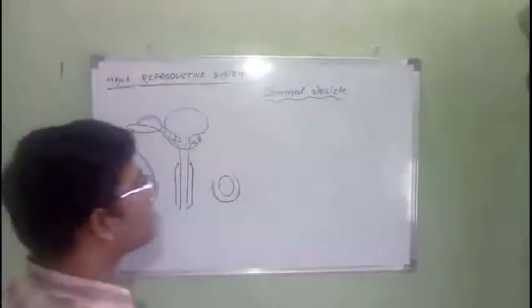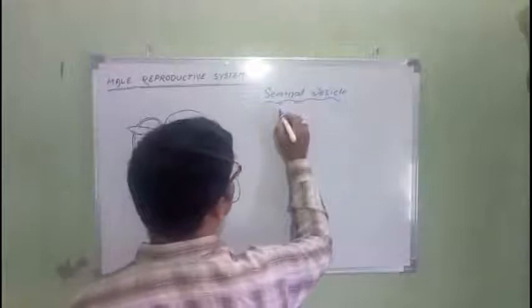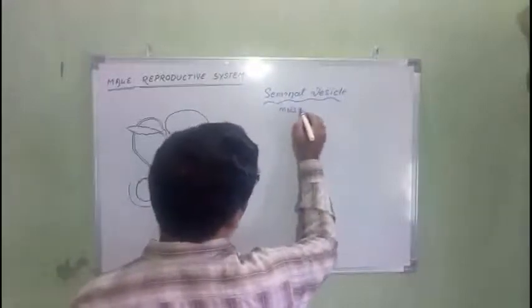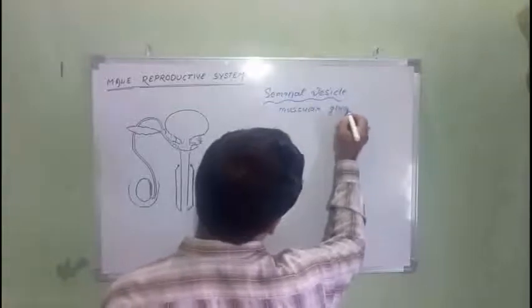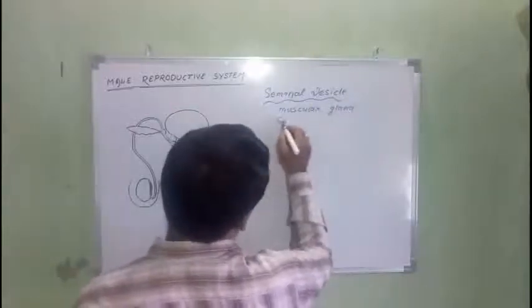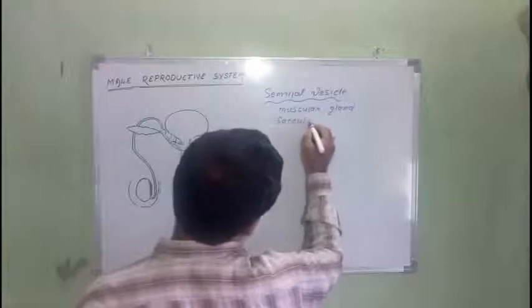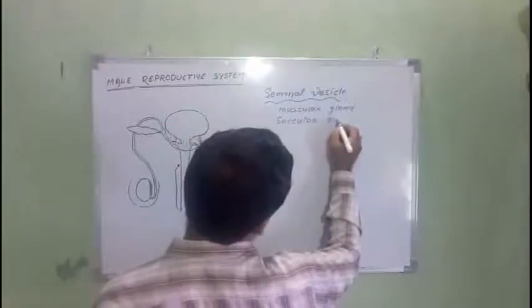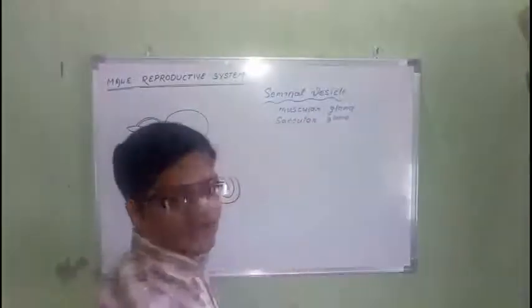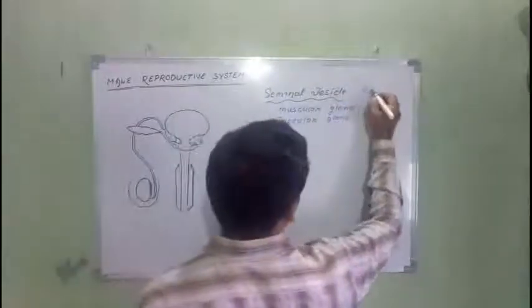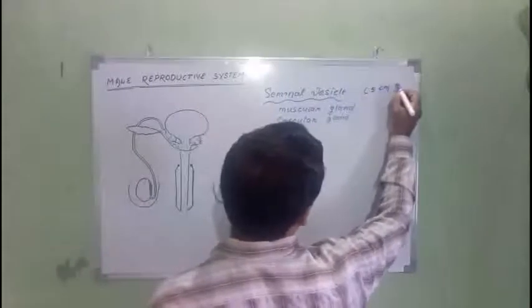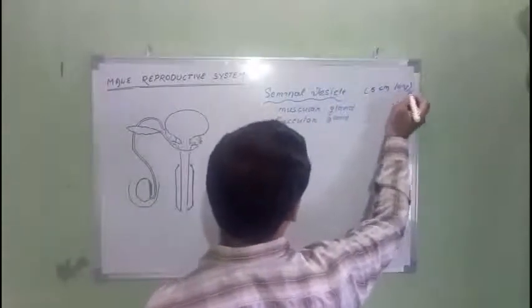Actually, what is the seminal vesicle? The seminal vesicle is a muscular gland. You can also call it a saccular gland. Understood or not? And do you know the measurement of this gland? It is 5 centimeters long. Understood or not? This is the seminal vesicle.